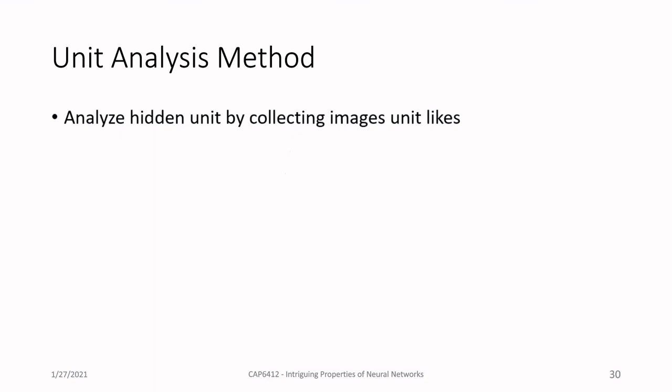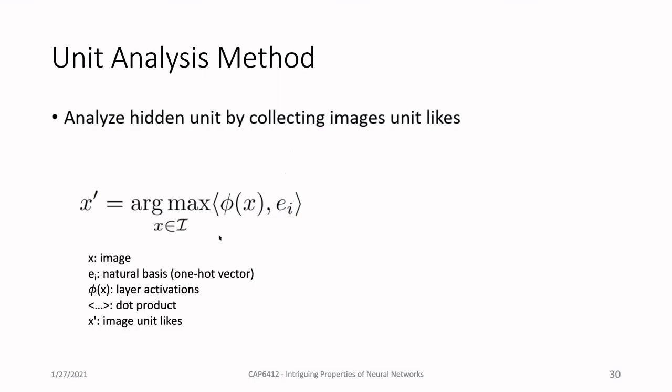This actually goes back to a couple of papers published before this, where the authors had analyzed individual units by finding the images in the data sets which maximize that particular unit. So they were analyzing a hidden unit by collecting the images the unit likes. More formally, it's denoted here, where x is the input image, e_i is the natural basis, phi is the layer activations for some arbitrary layer, and you take the dot product of that. The images which maximize this are the images that the unit likes.